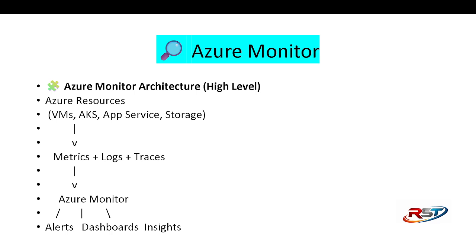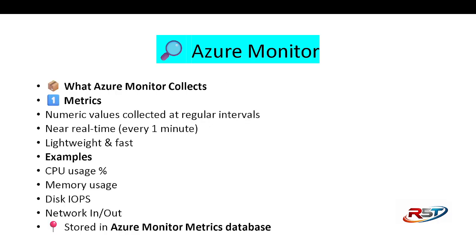Azure Monitor architecture. A simple architecture: Azure Monitor and Azure resources. What are the Azure resources? VMs, Azure Kubernetes Service, Azure App Service, Azure Storage. It will take the metrics plus logs plus traces, and they go to Azure Monitor. Later, Azure Monitor will generate alerts, dashboards, and insights. So it takes the input and generates the output like alerts, dashboards, insights.